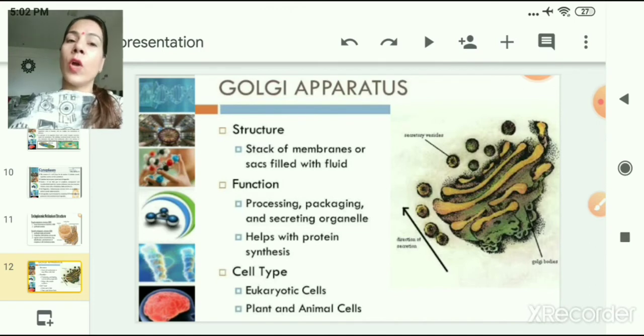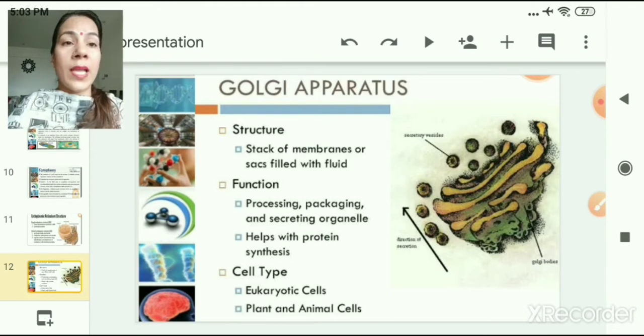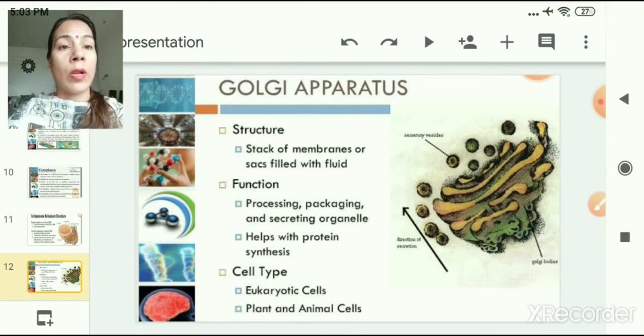The functions of the Golgi apparatus include modification and packaging of products that are formed by the endoplasmic reticulum in the form of vesicles. In some cases, complex sugars may be made from simple sugars in the Golgi apparatus. The Golgi apparatus is also involved in the formation of lysosomes. So it helps in processing, packaging and secreting organelles, and it helps in protein synthesis also. It is present in eukaryotic cells, plant cells and animal cells.